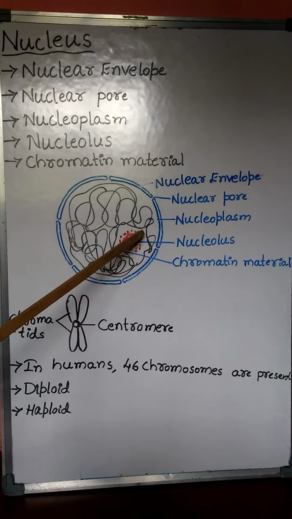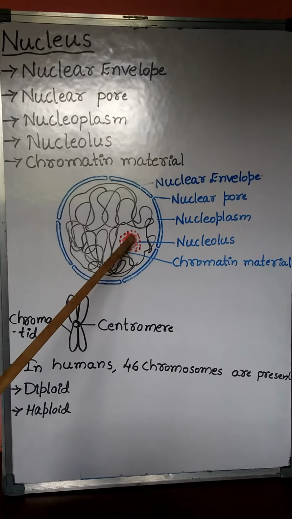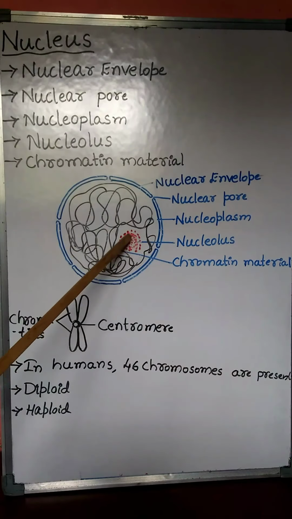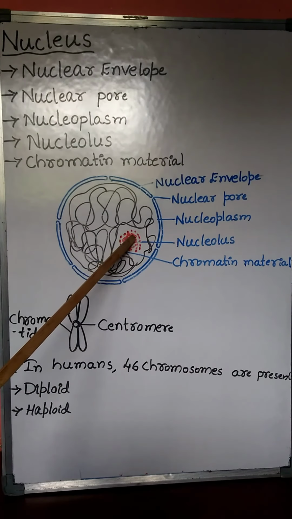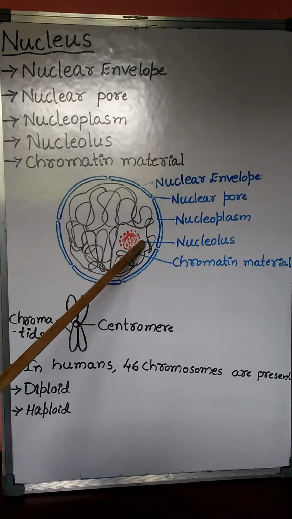Nucleolus present in the nucleus is the site of ribosome formation. Nucleolus is a structure present in the nucleus, and that nucleolus is the site of ribosome formation.